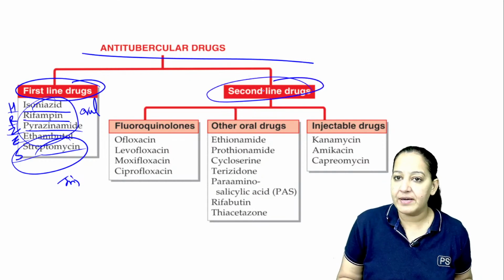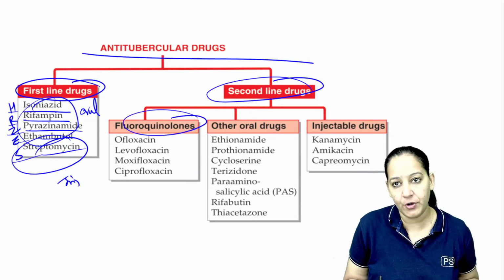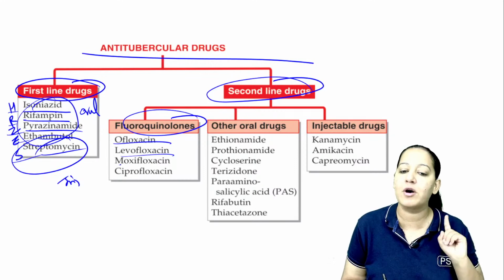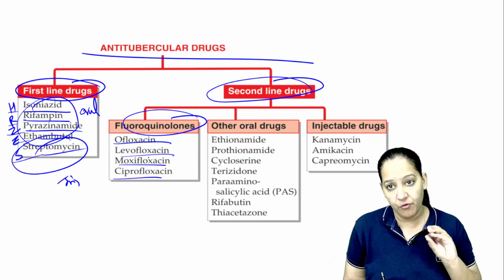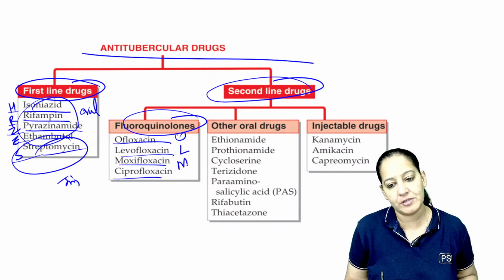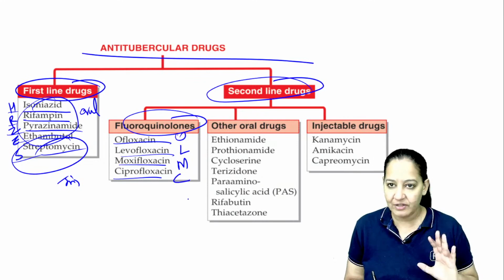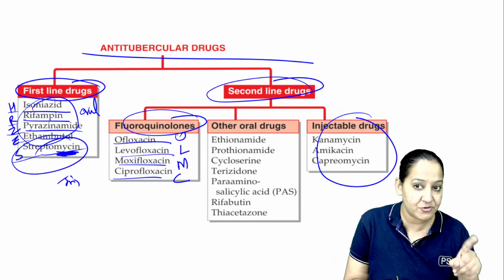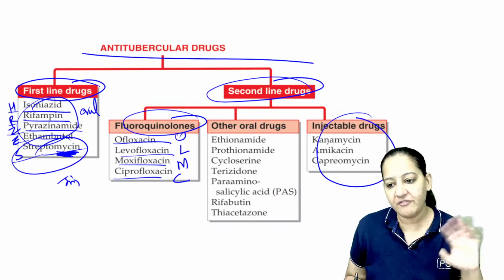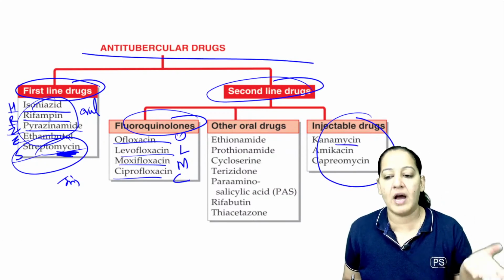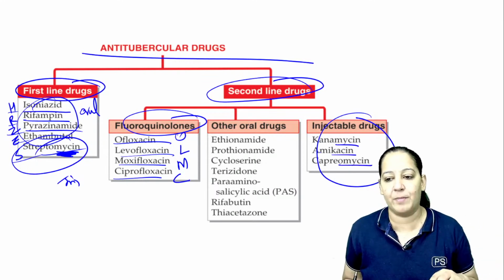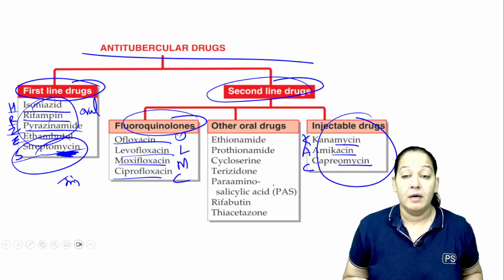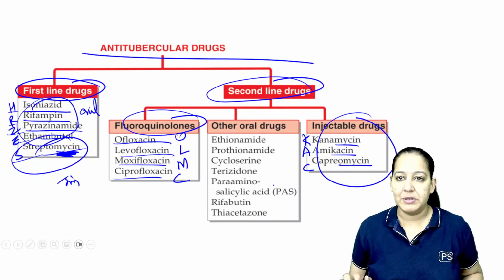Now, what are the second line drugs? In second line drugs, we have fluoroquinolones. By fluoroquinolones, I mean all floxacins: Oflox, Levoflox, Moxiflox, Ciproflox. So 4 flox are there. So these are the fluoroquinolones. Apart from that, injectables are there. Here we have one mycin, streptomycin, one of the injectable. Here few more mycins are there: kanamycin, amikacin, capreomycin. These are also aminoglycoside, so these are also injectable.